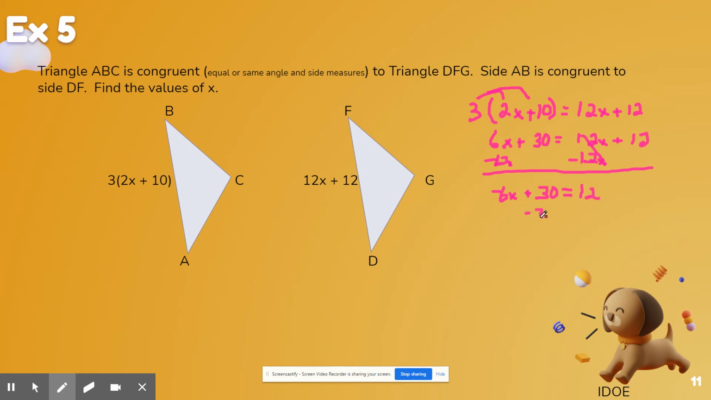We're going to subtract 30, so we can do the inverse of addition. Negative 6x drops down. The 30s cancel. 12 minus 30 is negative 18. And then we're going to divide by negative 6. These will cancel. X drops down. Equal sign drops down. A negative divided by a negative is positive. 18 divided by 6 is 3. So x is equal to 3.